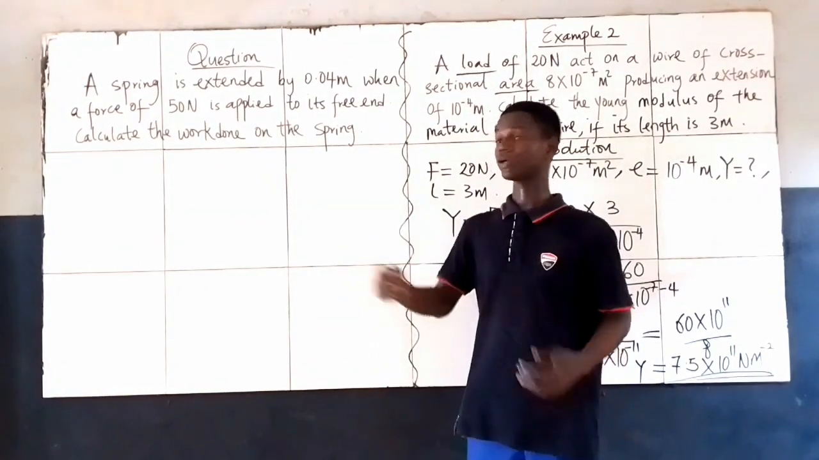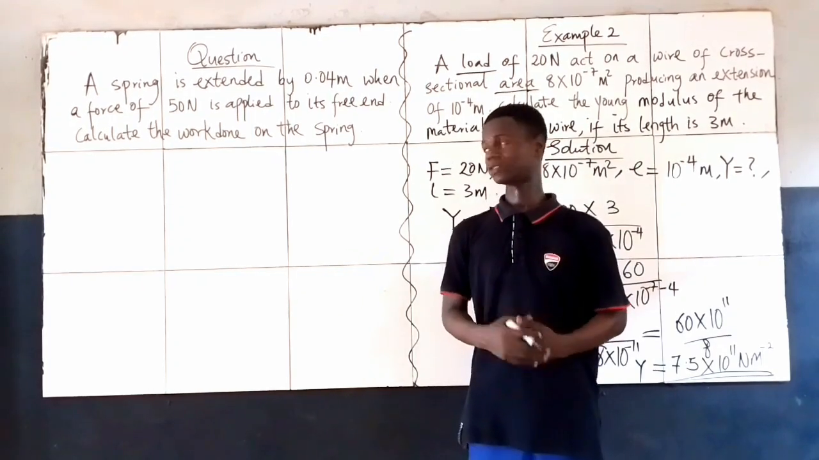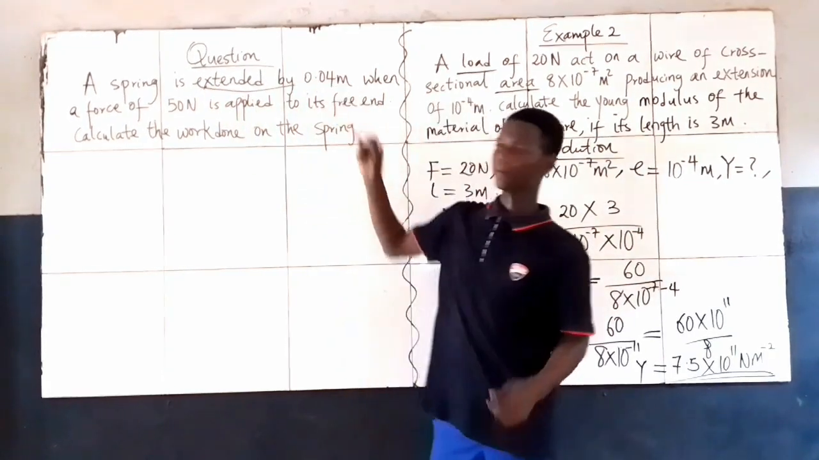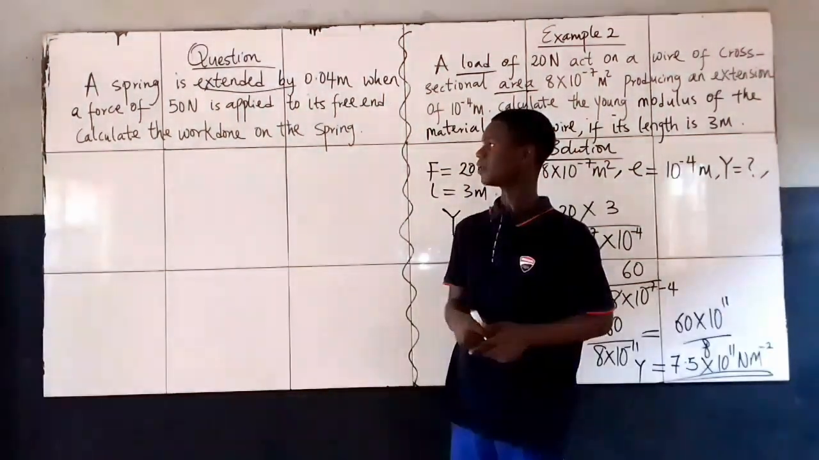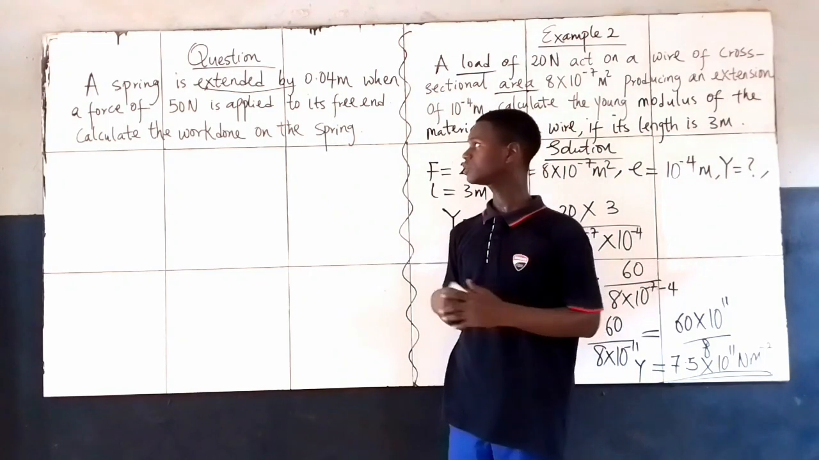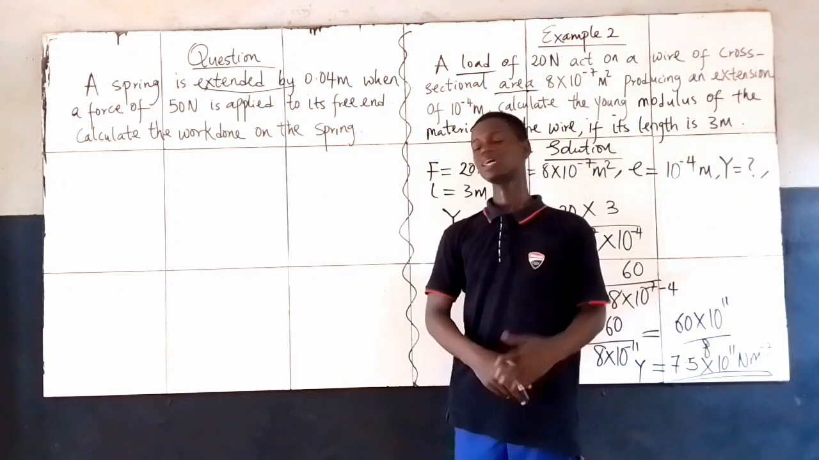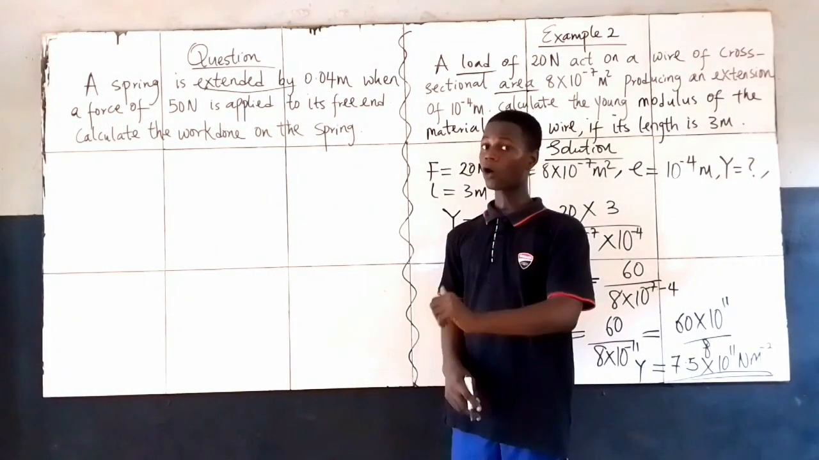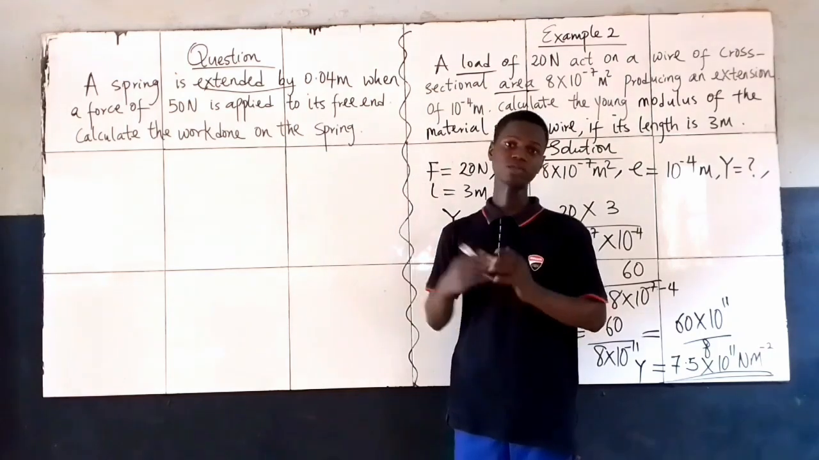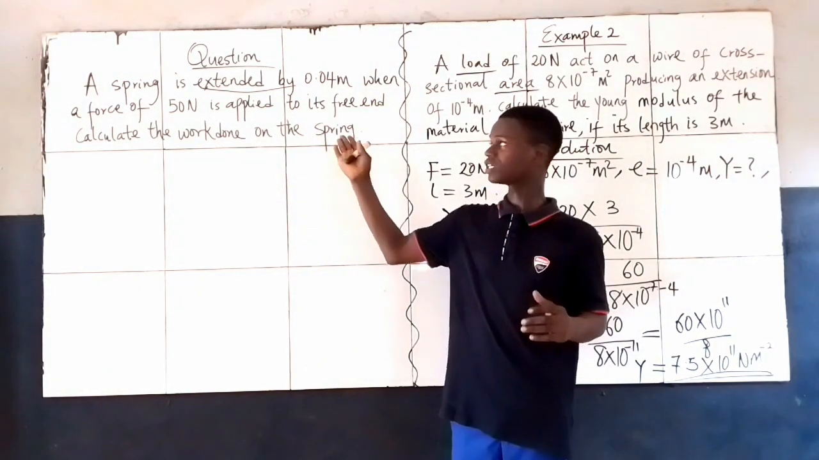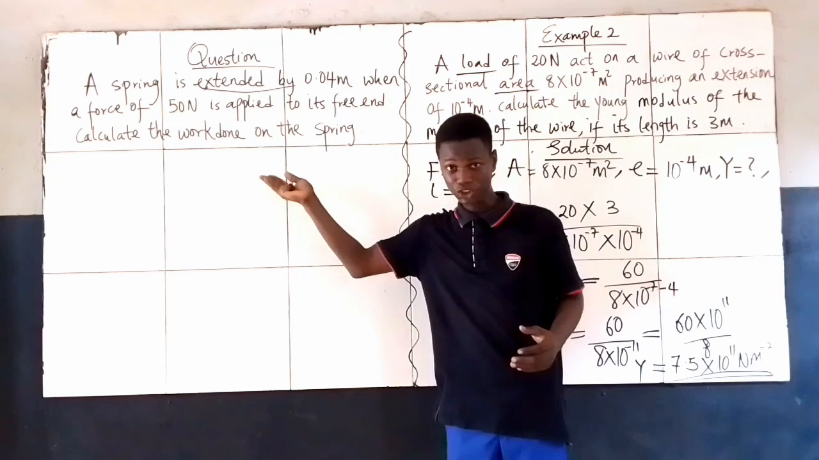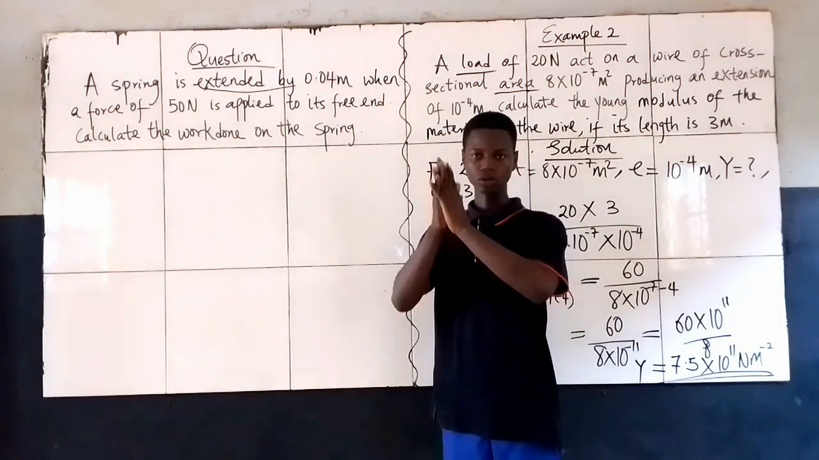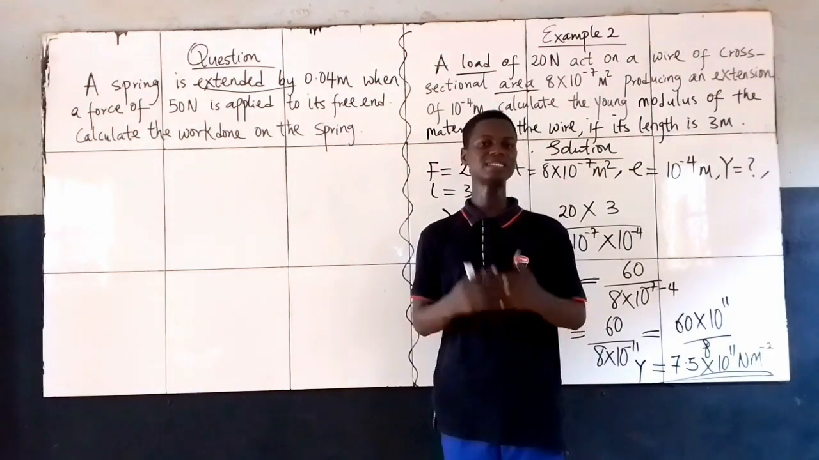Alright, here's the question we are asked to solve under elasticity. It reads, a spring is extended by 0.04 meter when a force of 50 Newton is applied to its free end. Calculate the work done on the spring. Now this is under work done, you see? So that's the third statement under elasticity. The word "extended by" stands for extension, and you're given the force. So pick the right formula and solve for the work done. Do well to let me know what your answer is in the comment section.